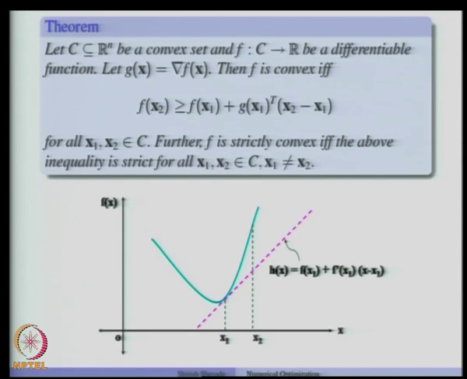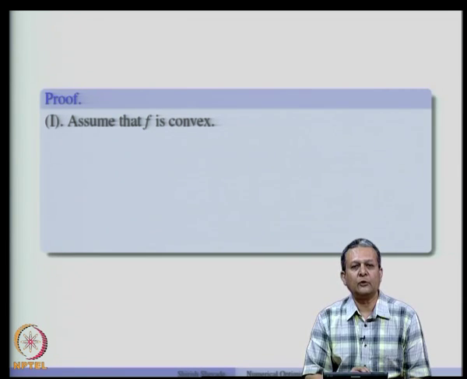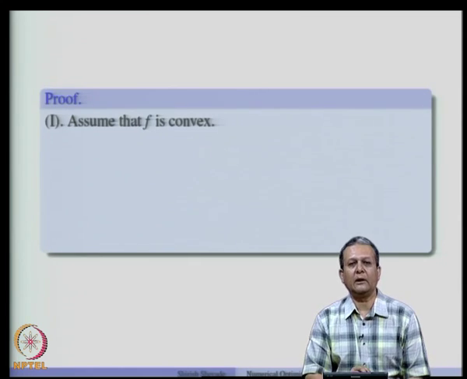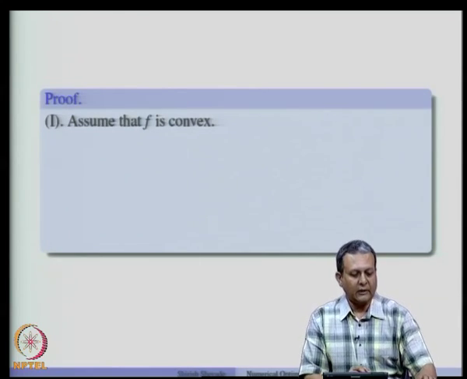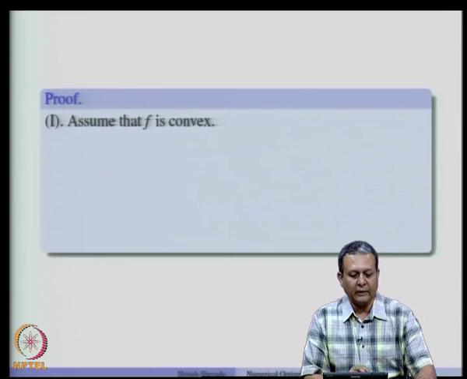So, let us first prove this theorem. Now, the proof is in two parts. The first part assumes that the function is convex and we prove that the inequality holds, and in the other part we will assume that the function is not convex and we will show that the inequality does not hold. Okay. So, let us start proving the first part.